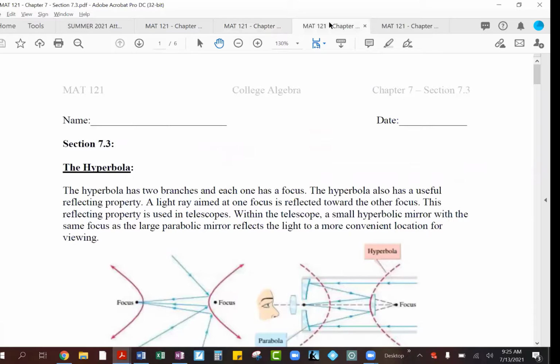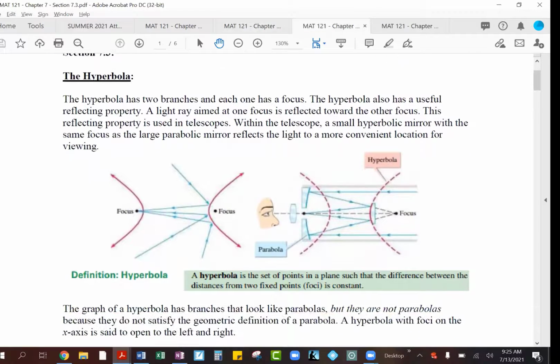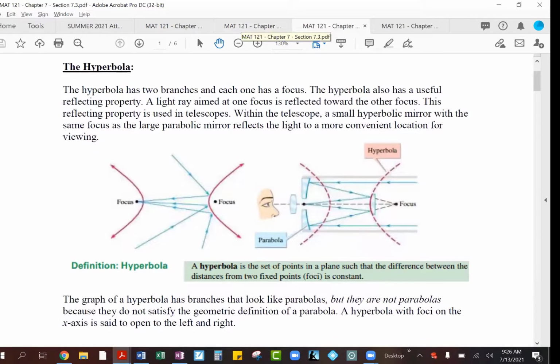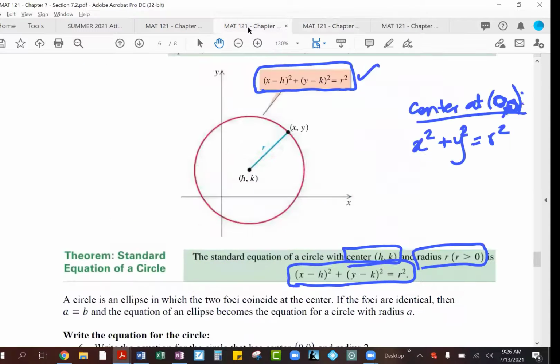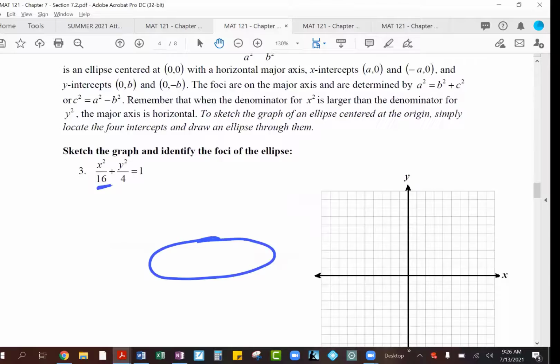And then the last one is that hyperbola that I was talking about. Now, the way we define a hyperbola, we talk about it again as a set of points in a plane, but this time it's the difference between the distances from your 2 fixed points that is constant. So this is actually a difference. And remember, the ellipse was a sum.